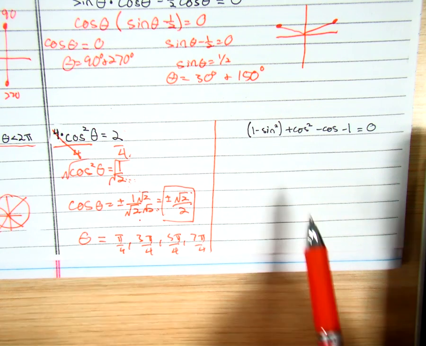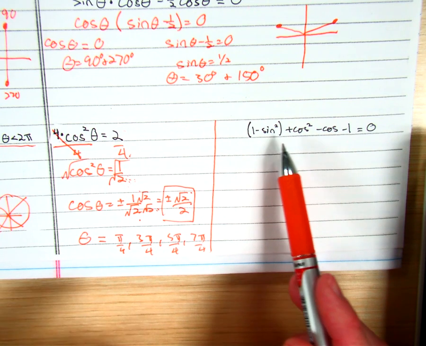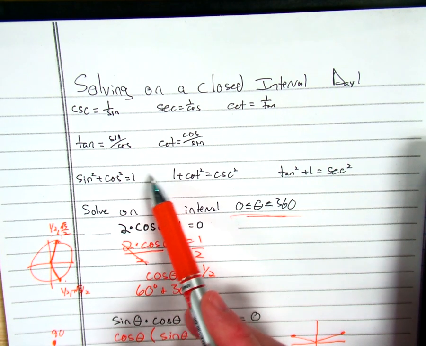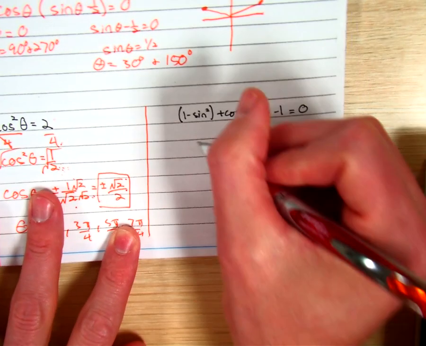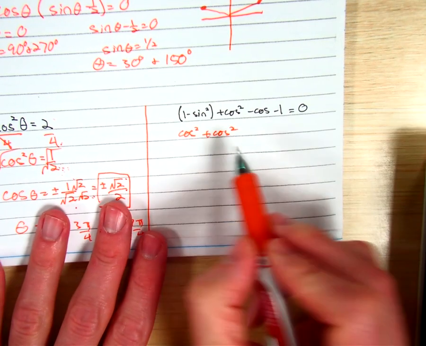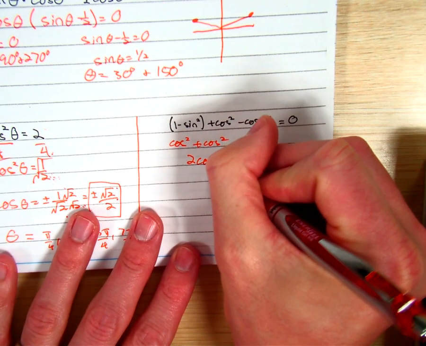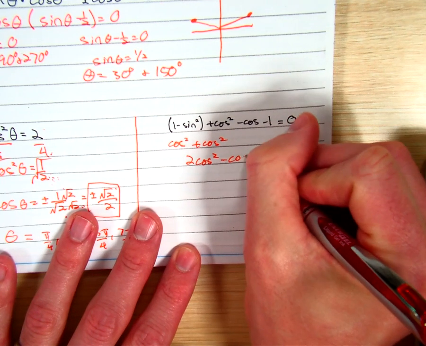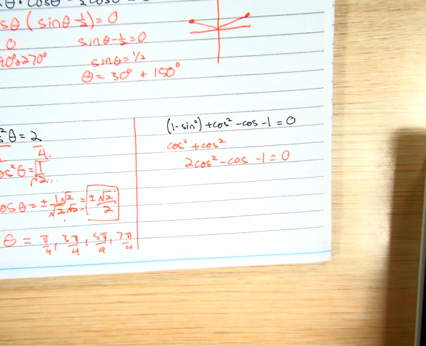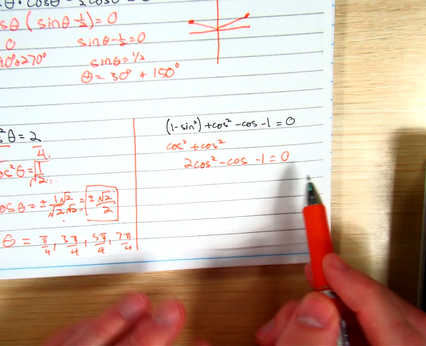Alright, let's see how we did. I tried to make it obvious here. 1 minus sine squared. Okay. Subtract sine squared over. 1 minus sine squared would be cosine squared. So we have cosine squared plus cosine squared for 2 cosine squared. Okay, now it's just like cosine is x. 2x squared minus x minus 1.